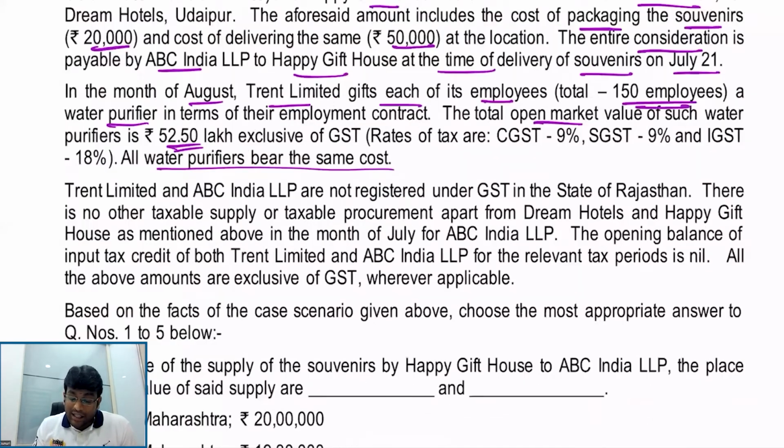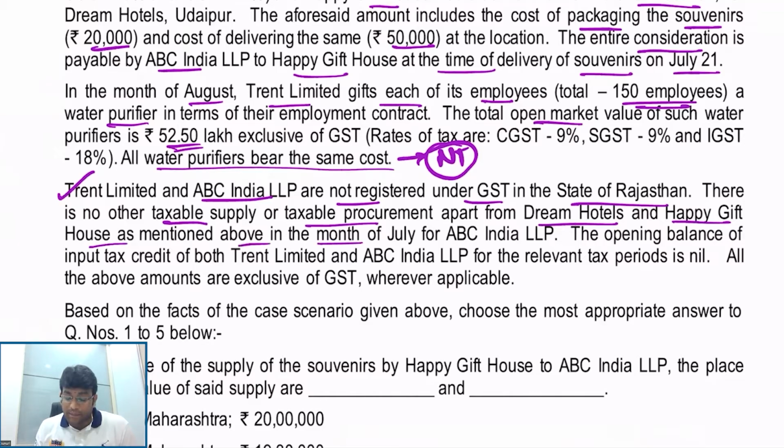The reason I calculated that is that this becomes not taxable, because gifts given by employer to employee are taxable only if the value is more than 50,000. Here, since it is 35,000, it is not taxable. Getting clarity, friends? Excellent. Then, Trent Limited and ABC India LLP are not registered under GST in the state of Rajasthan. Very good. There is no other taxable supply or procurement apart from Dream Hotels and Happy Gift House, as mentioned above, in the month of July for ABC India LLP.